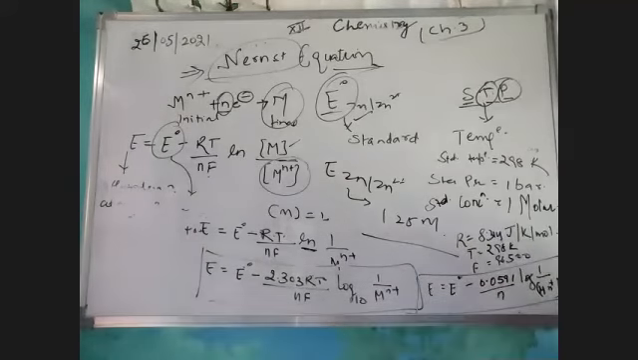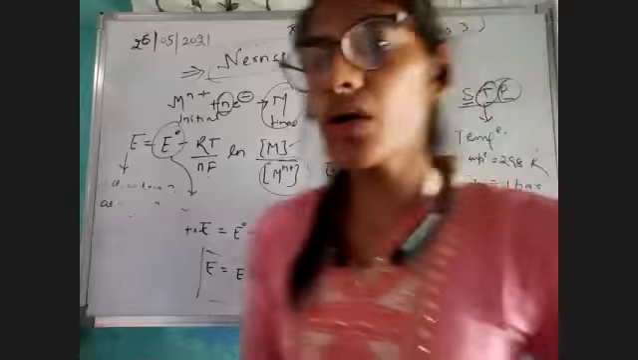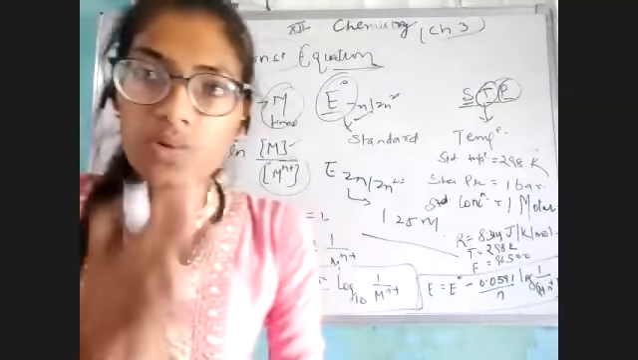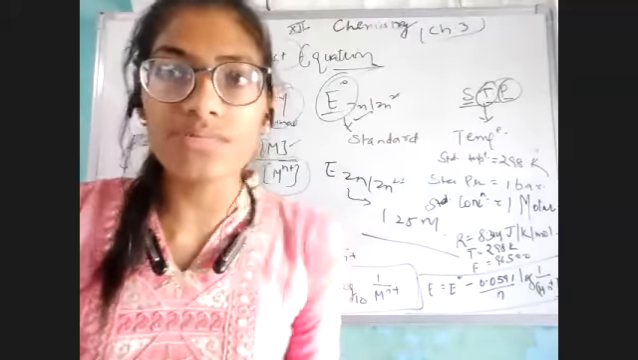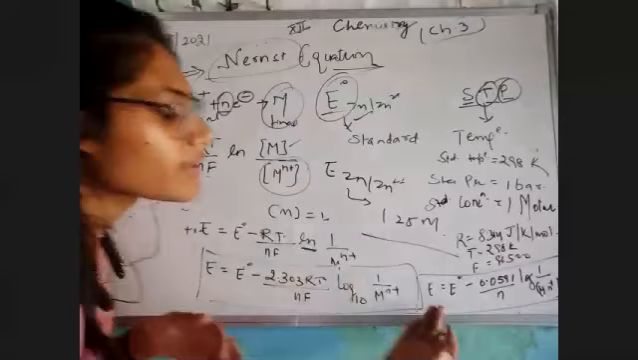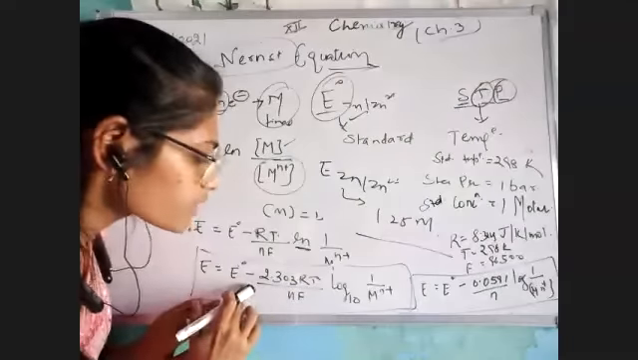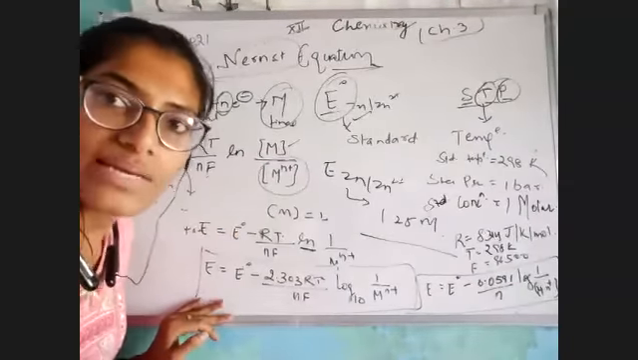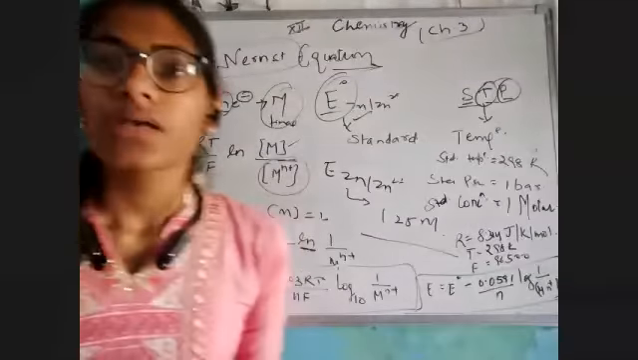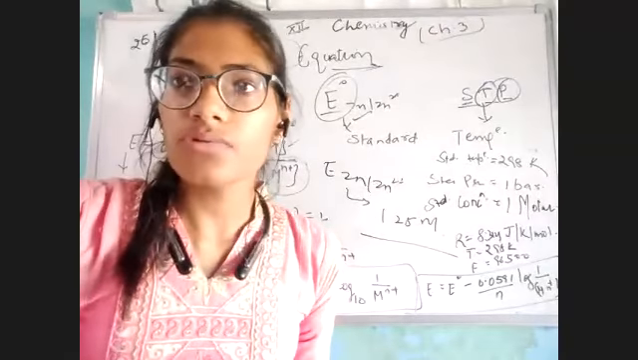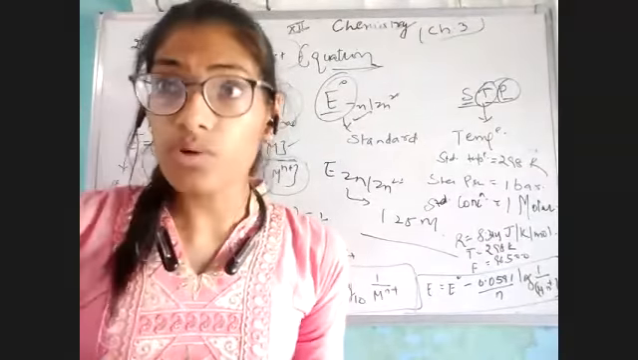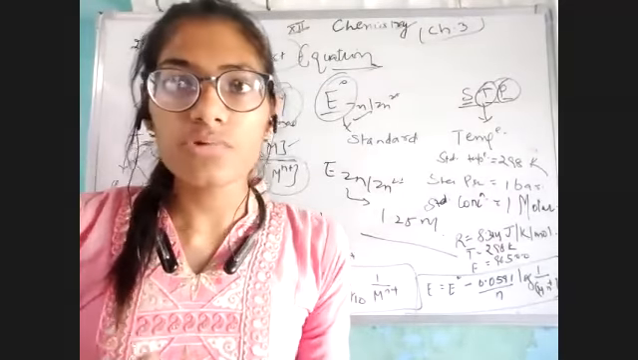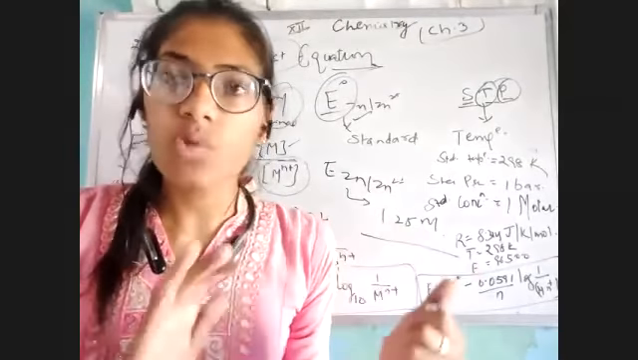Am I clear, students, or not? Have you got it? I have just put in all the constants, and my equation has now become E equals E naught minus 0.0591 divided by n log 1 over Mn+. This is known to be the Nernst equation. All right. So this was all I wanted to explain to you. If there is any kind of doubt or query, please let me know. But I just want to say my Nernst equation is not completed yet.